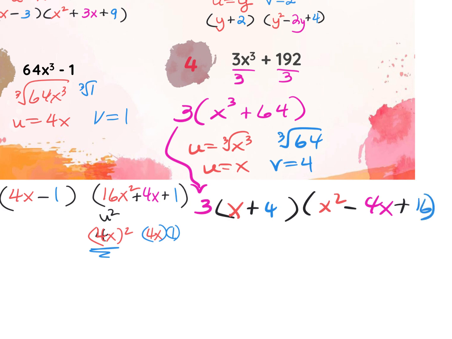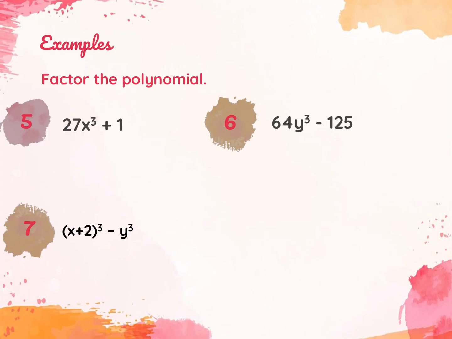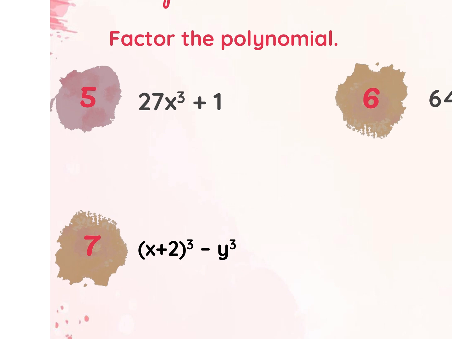And you're done. Same thing. Two perfect cubes, the sum. So I'm going to cube root the 27, x to the third. And again, once you start to get the hang of this, you don't have to show what you're doing. The cube root of 27 is 3, and the cube root of x to the third is x. And then the cube root of 1 is 1.